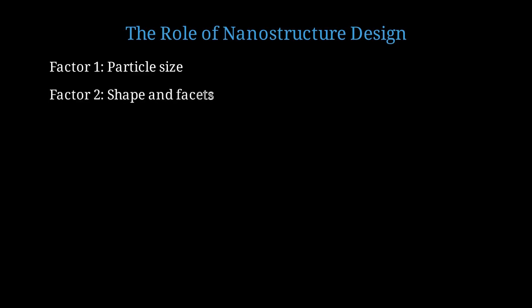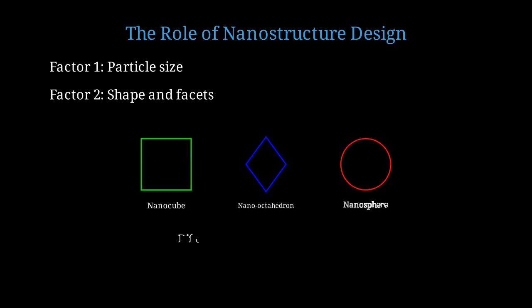Factor 2 is shape and crystal facets. Different crystal faces have different atomic arrangements and thus different catalytic properties. Nanocubes, nanorods, and nanospheres can exhibit vastly different activities for the same reaction. For example, palladium nanocubes expose predominantly 100 facets, which are particularly active for CO2 reduction. In contrast, palladium octahedra expose 111 facets, which may favor different products.